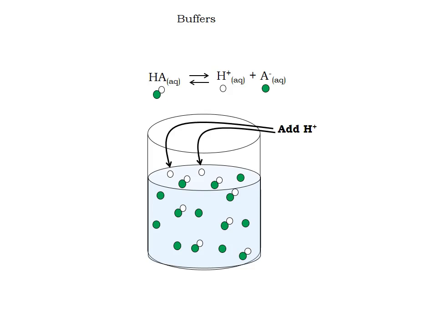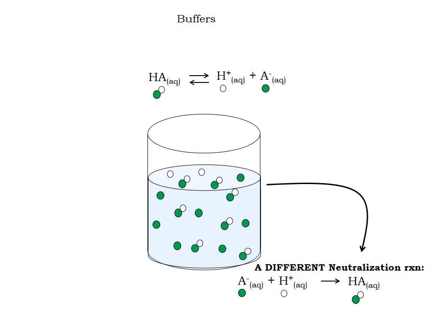Now what's going to happen if we add H plus is that the base component of our buffer, A minus, is going to neutralize that added H plus. A different neutralization reaction will occur, where the A minus will bind to that H plus and form HA. So now the H plus has been added to an A minus ion, and all of a sudden the H plus is gone, right? It's been neutralized by reaction with the base component of our buffer.